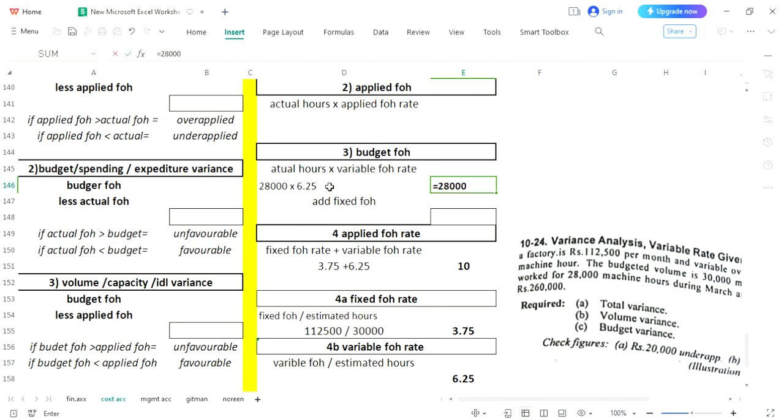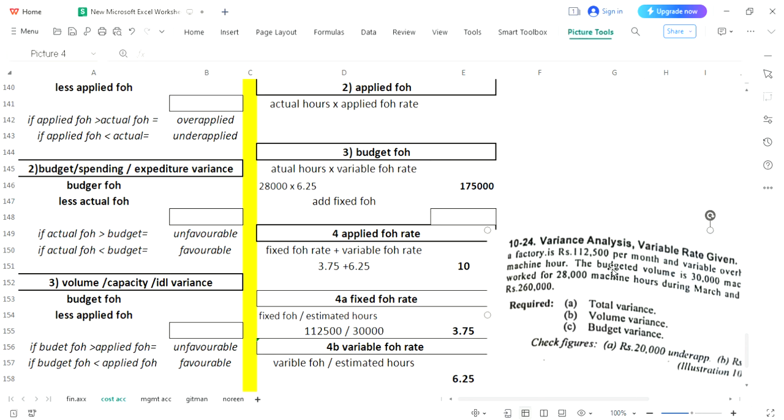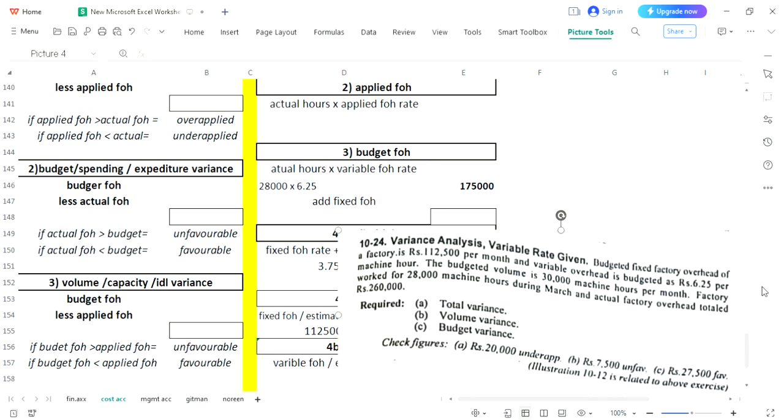28,000 multiplied by 6.25. So you will get your first line answer, and then you need to add fixed FH. And fixed FH is 1,12,500. Look at here, 1,12,500. We have written this fixed FH from the question.